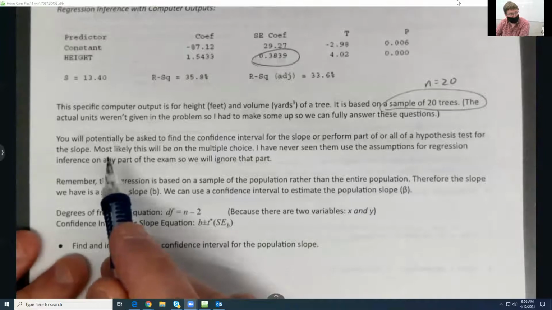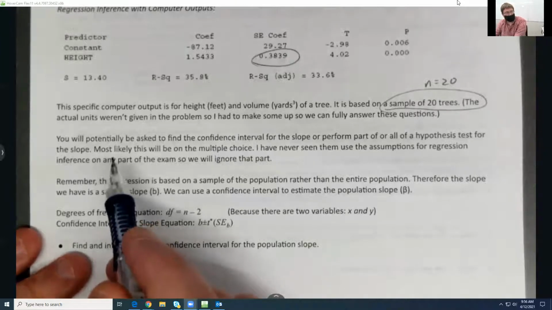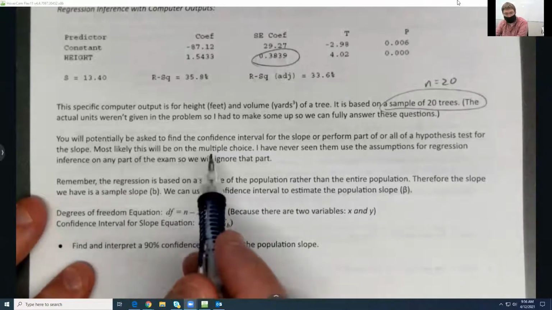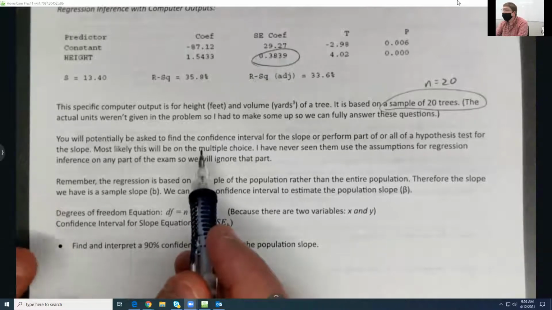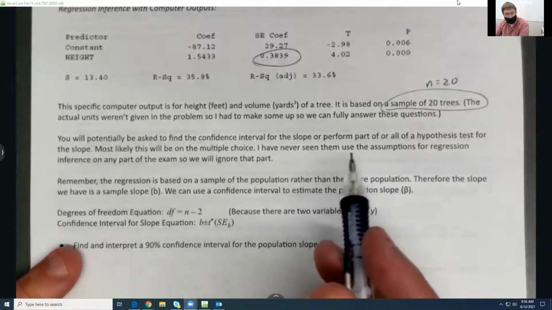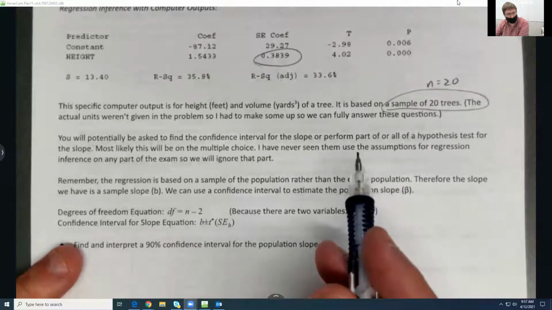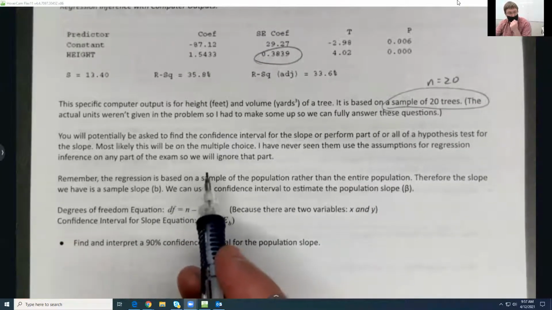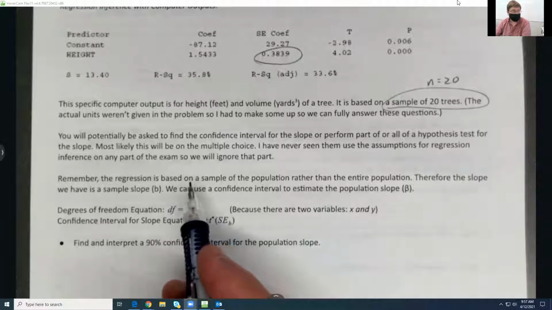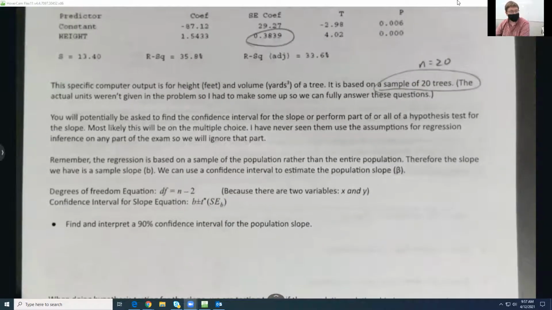Based on our experience giving this exam and seeing this exam in the last multiple number of years, this will likely be a multiple choice type question. We've never seen them use the assumptions for the regression inference on any part of the exam. So we're not going to do that now. If they haven't done it before, we're not going to expect it. So when you do this confidence interval or hypothesis test, you just have to go straight into your calculation, because they've never asked that before. And I'm not saying they never will, but in the 15 plus years they've done this exam, that's never come up.